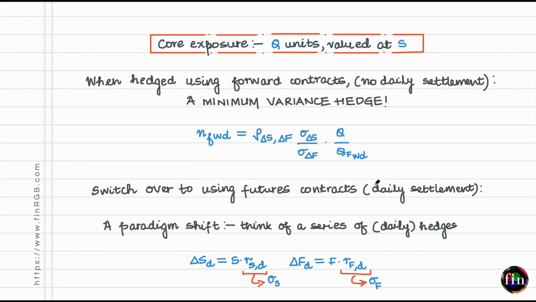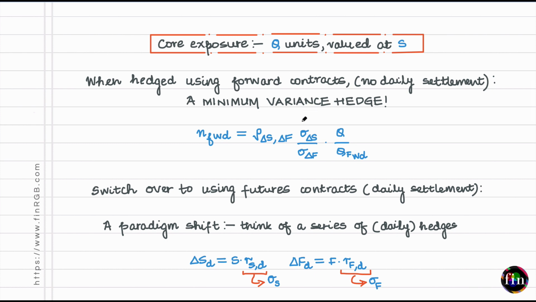To begin with, let's place ourselves in the shoes of a hedger. Let me assume that this hedger has an existing core exposure towards, let's say, some underlying asset. This core exposure is to the tune of Q units of this asset. Each one of them is valued as of today at a price S. Now, what this hedger wants to do is overlay on top of his existing position a hedge position. This hedge position will be in futures contracts.